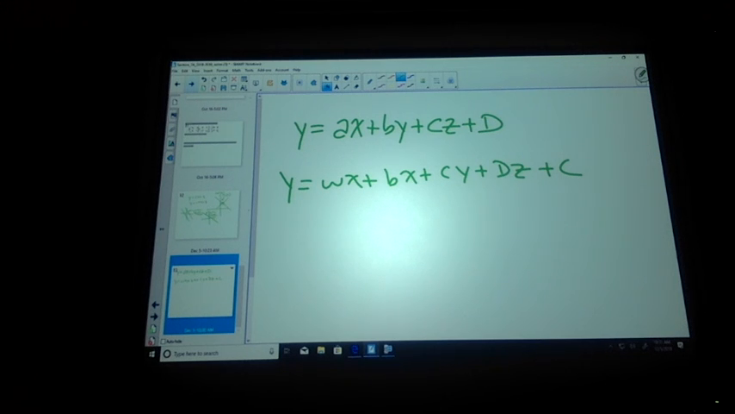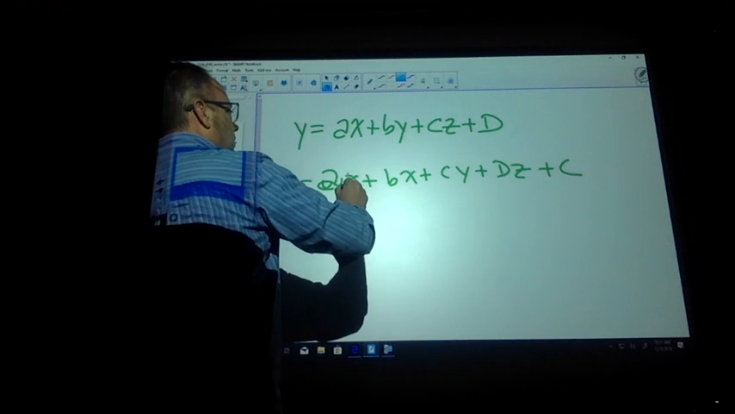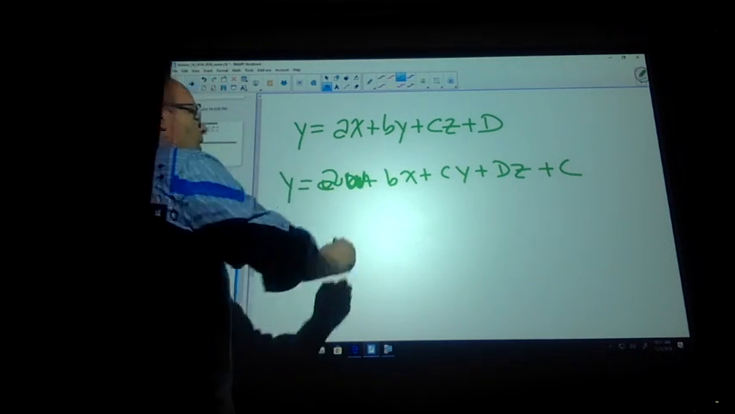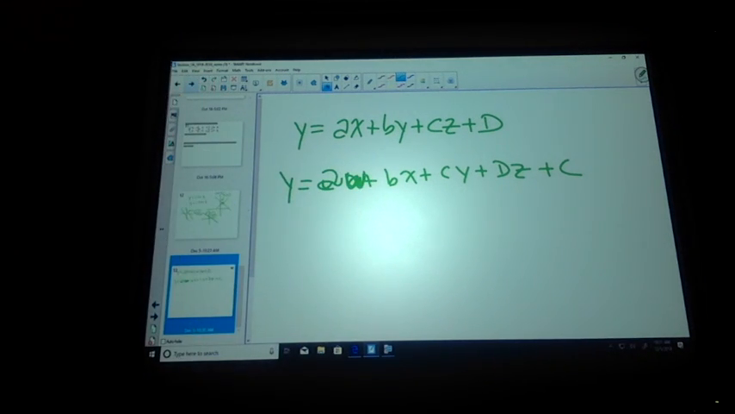You're like, what's the fifth dimension? Well, it's WXYZ, and then a constant. Okay, and then you can keep going and keep going. You can get into these incredible things of these matrices.